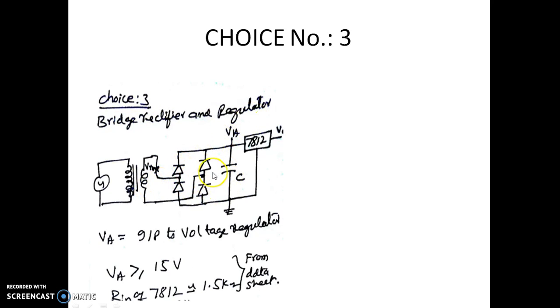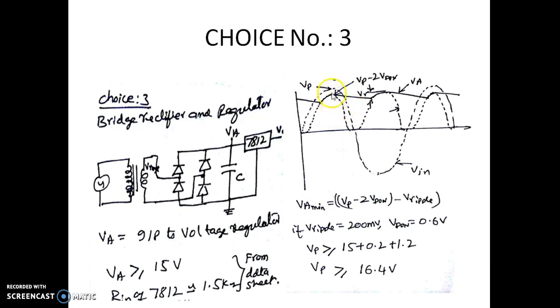So we know that this is the bridge rectifier circuit, a capacitor for filtering the AC signal, and this is the regulator. We are supposed to have more than 15 at the input of the regulator, and Rin is 1.5K, which we assumed in the last case also. Now you can see there is a slight difference here. This peak is now Vp minus 2 Vd on.